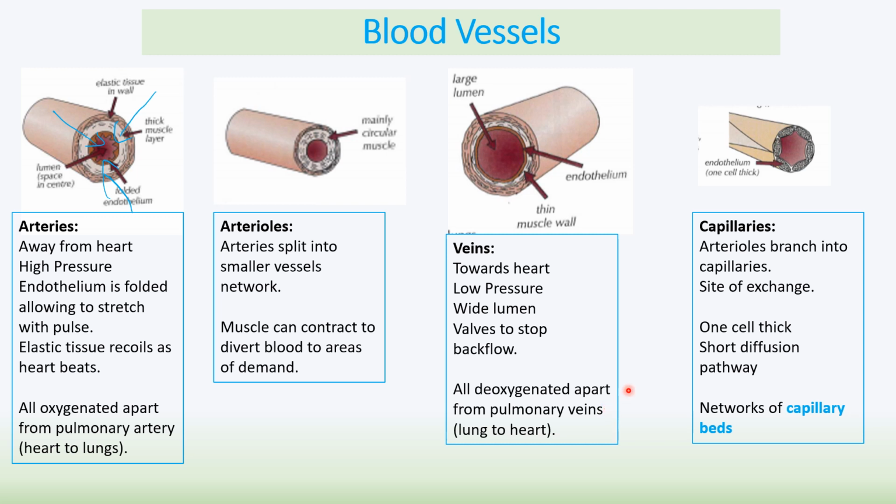And then the capillaries are the exchange surface. We'll go over those a bit more in a few moments, but arterioles can branch into capillaries. This is the site of exchange. So we have them wrapped around our alveoli, and around our muscles. They are one cell thick and have a short diffusion pathway as a result. And we have networks of capillaries around things like muscles, and they are called capillary beds.